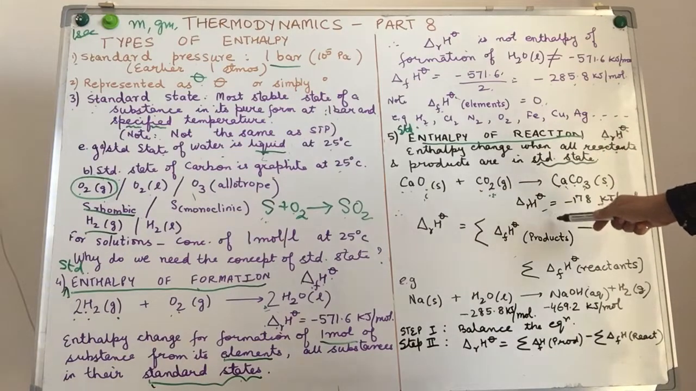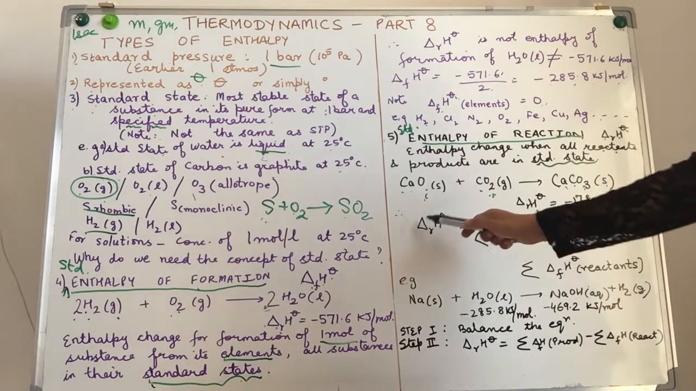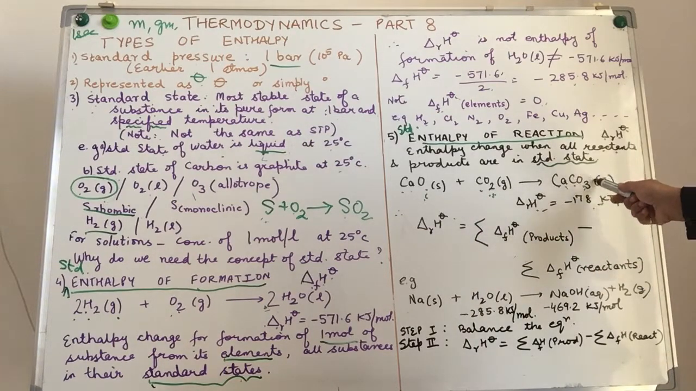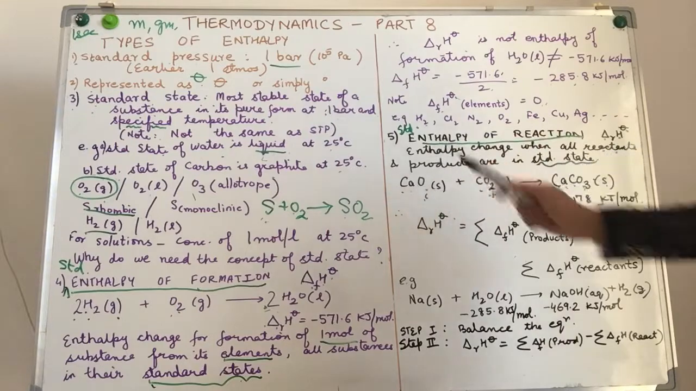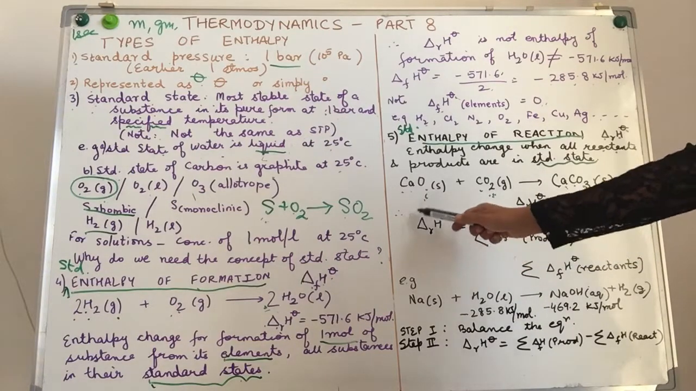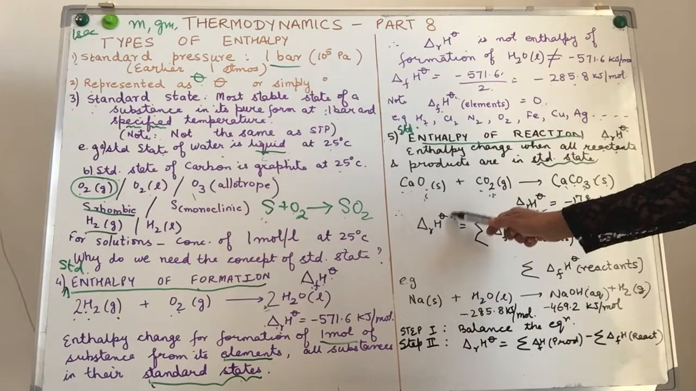Coming to enthalpy of reaction. Enthalpy of reaction for this particular reaction is given as negative 178 kilojoule per mole. How do we find out the standard enthalpy of a reaction? Simply, enthalpy of products minus the enthalpy of the reactants, all in the standard form, gives us the enthalpy change for a reaction in the standard form.